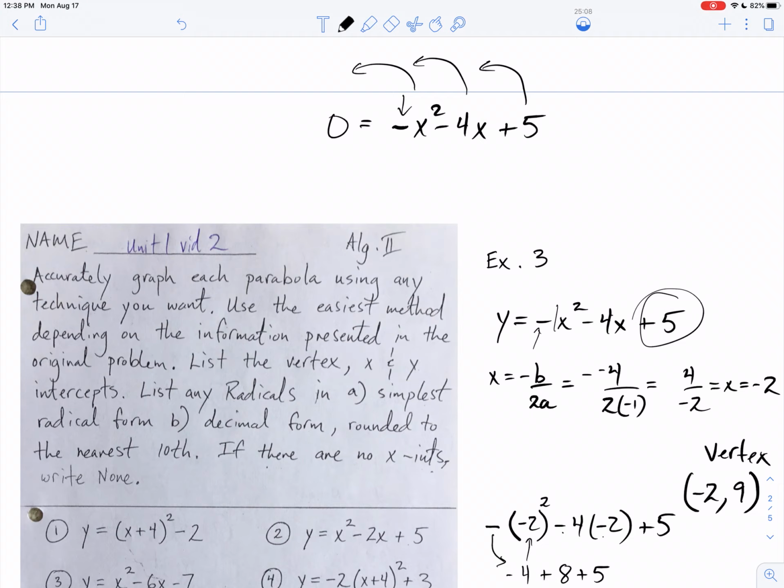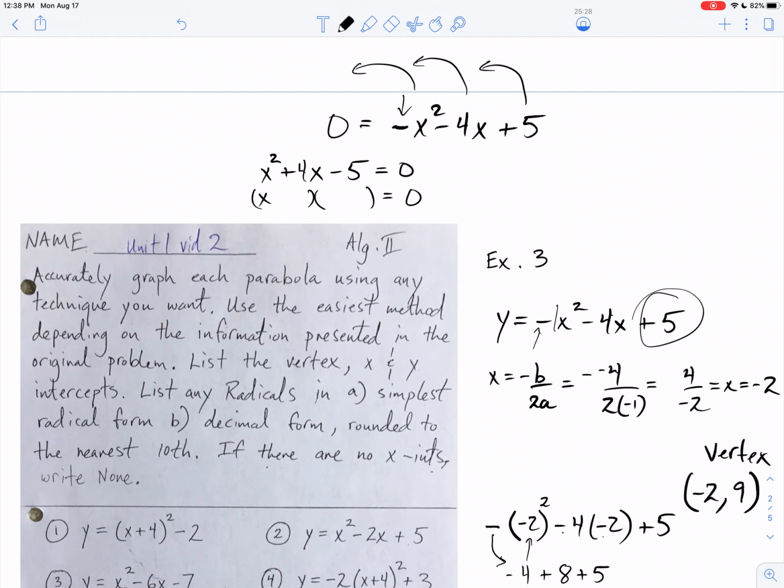If I move that negative x squared over, it'll become positive x squared. If I move that negative 4x over to the other side, it becomes positive 4x. If I move that 5 over, it's negative 5. Everything is on the other side now. There's nothing left over here. Why would I do that? Because it makes factoring this so easy now.